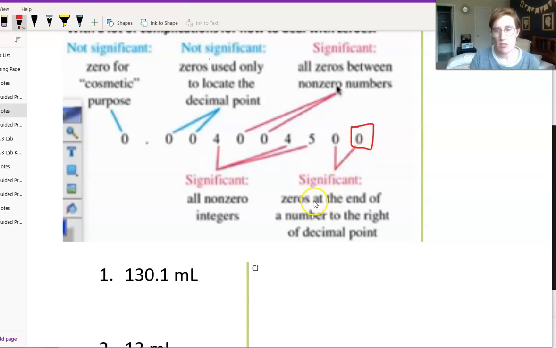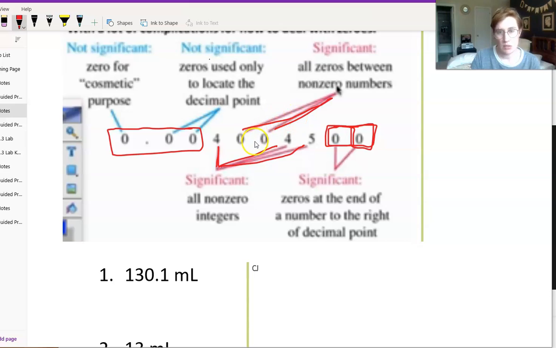But basically, zeros at the end of the numbers are significant if a decimal is present, okay? Zeros at the end of a number are considered significant if a decimal is present. Regular numbers are always significant because they were measured. Zeros that are in between numbers are always significant, and zeros at the beginning are never, ever, ever significant. So those are our three main rules. Zeros at the end count as significant if a decimal is present. Zeros in the middle always count. Zeros at the beginning never count.